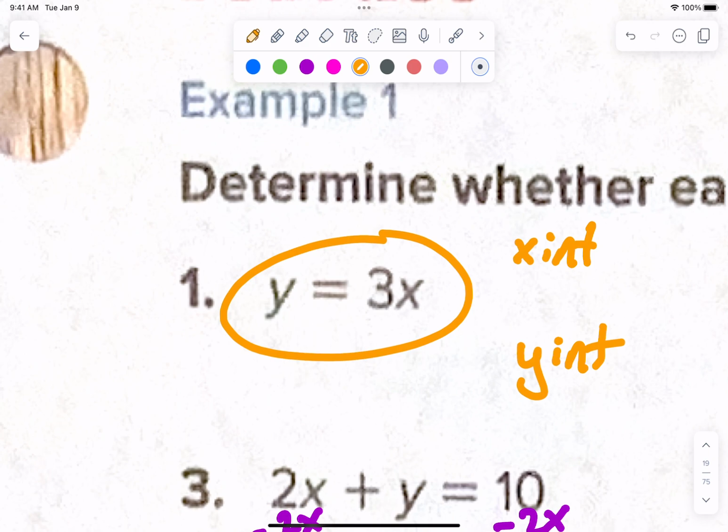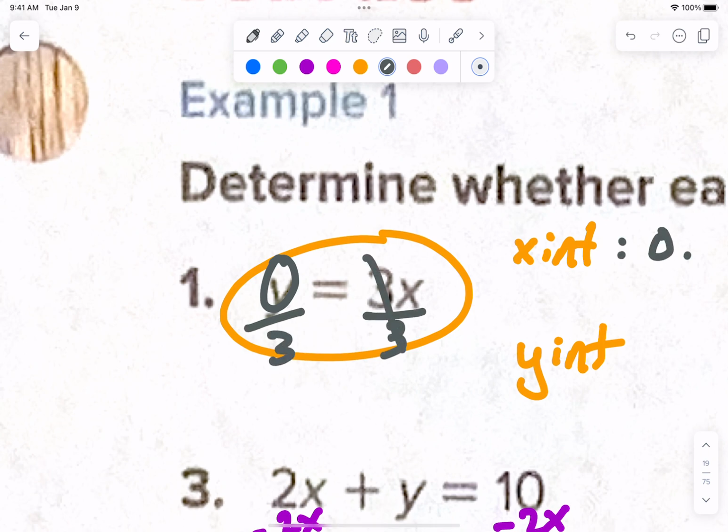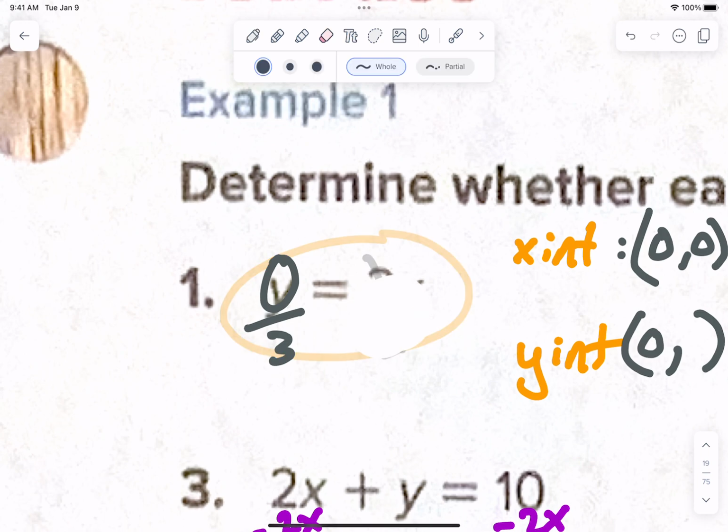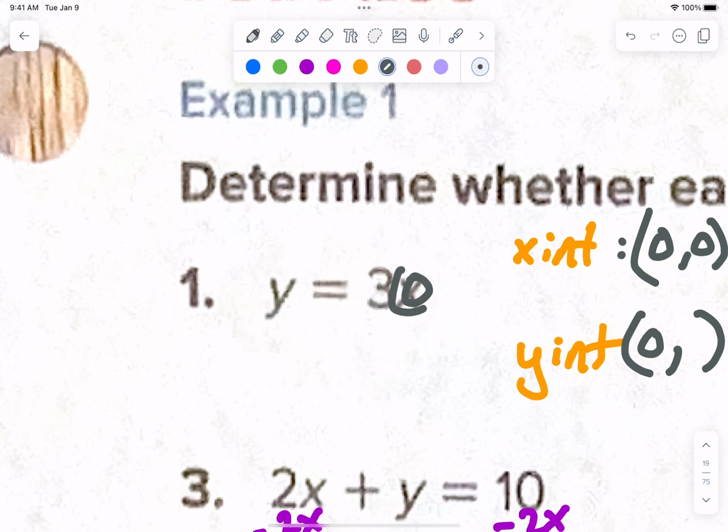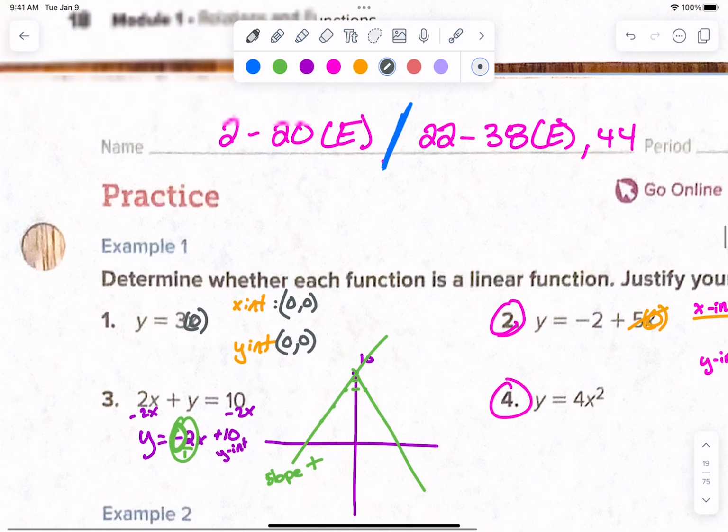If you're trying to find the x-intercept, you plug 0 in for y, and I'm trying to solve for x. What's 0 divided by 3? 0. So I have 0, comma 0. For the y-intercept, I'm plugging 0 in for x. What comes out for y? If I plug 0 in here, 3 times 0 is 0. So 0, 0 is what it looks like. To find the x-intercept, you plug 0 in for y. To find the y-intercept, you plug 0 in for x. And then you divide by 3. Like this.